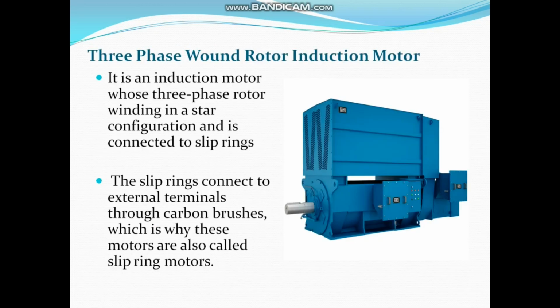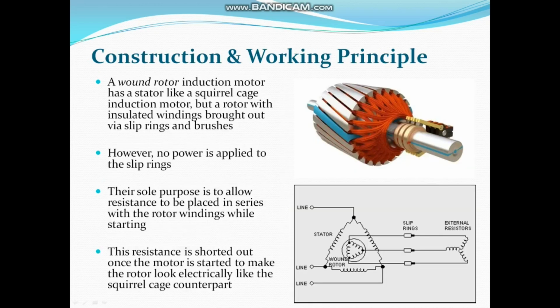Three-phase wound rotor induction motor. It is the induction motor whose three-phase rotor winding is in a star configuration and is connected to the slip rings. The slip rings connect to the external terminals through carbon brushes, which is why these motors are also called slip ring motors. Let's see the construction and working principle of the three-phase wound rotor induction motor.